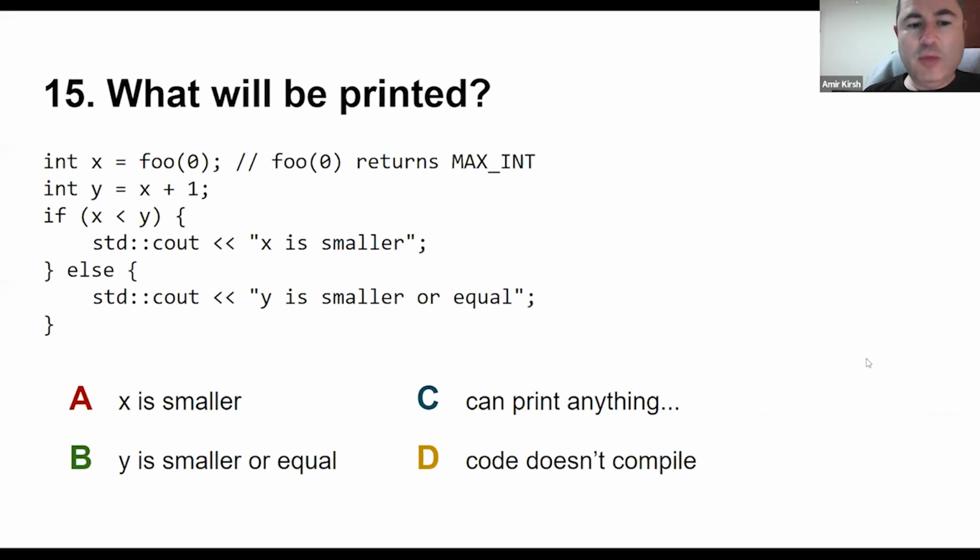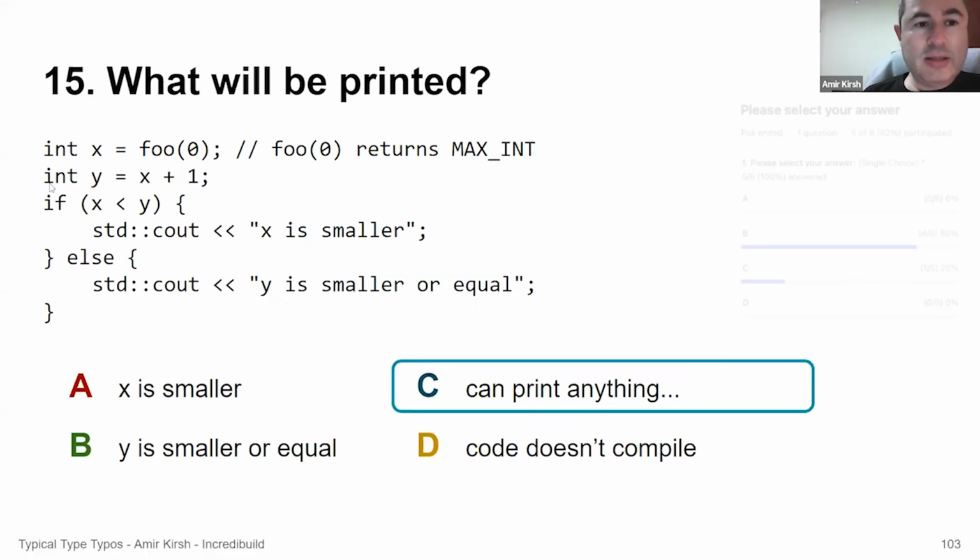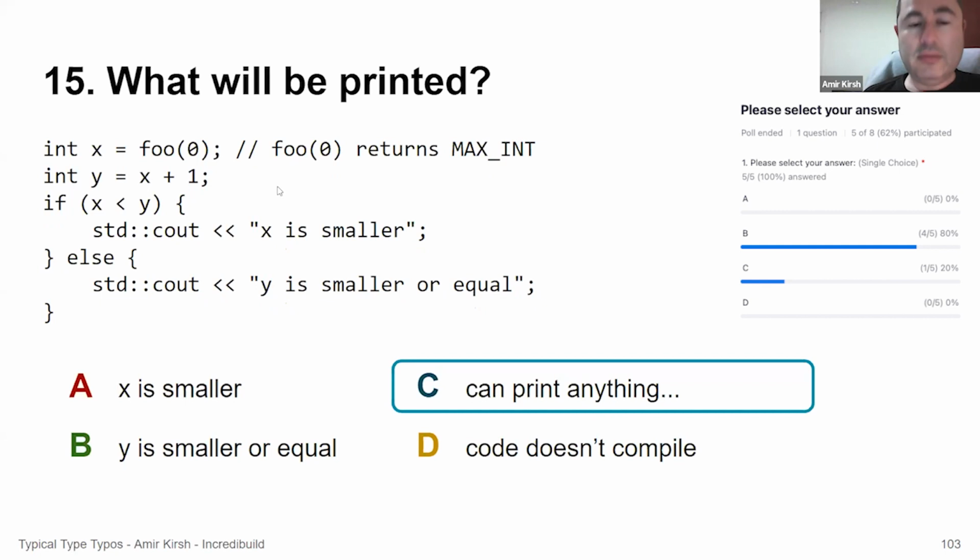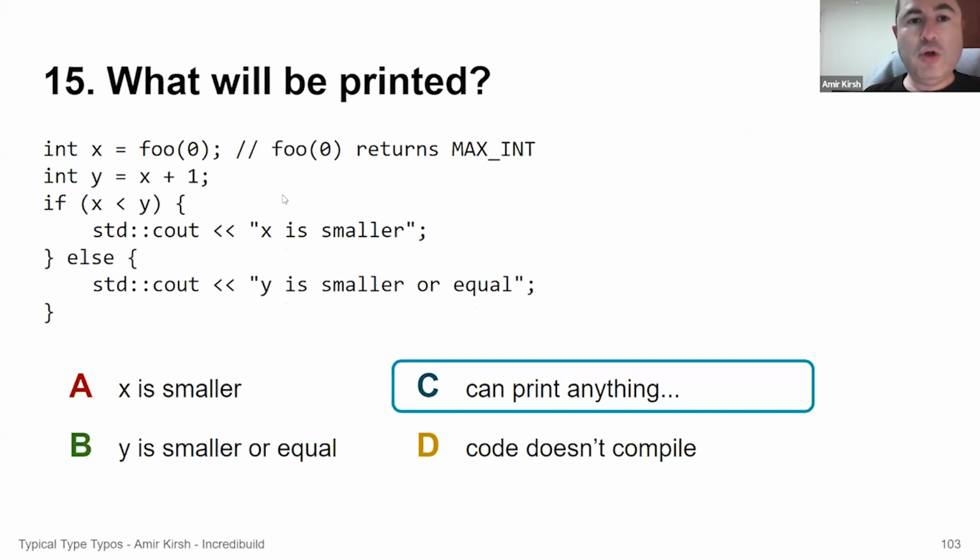So most of you say that y is smaller, but the actual answer is that it can print anything. And the reason that it can print anything is that the compiler can assume that signed integer overflow or underflow is undefined, which means the compiler assumes that an integer would not overflow. If it does overflow, it may go to the minimal int, but it may not. It depends on the way the compiler sees that.